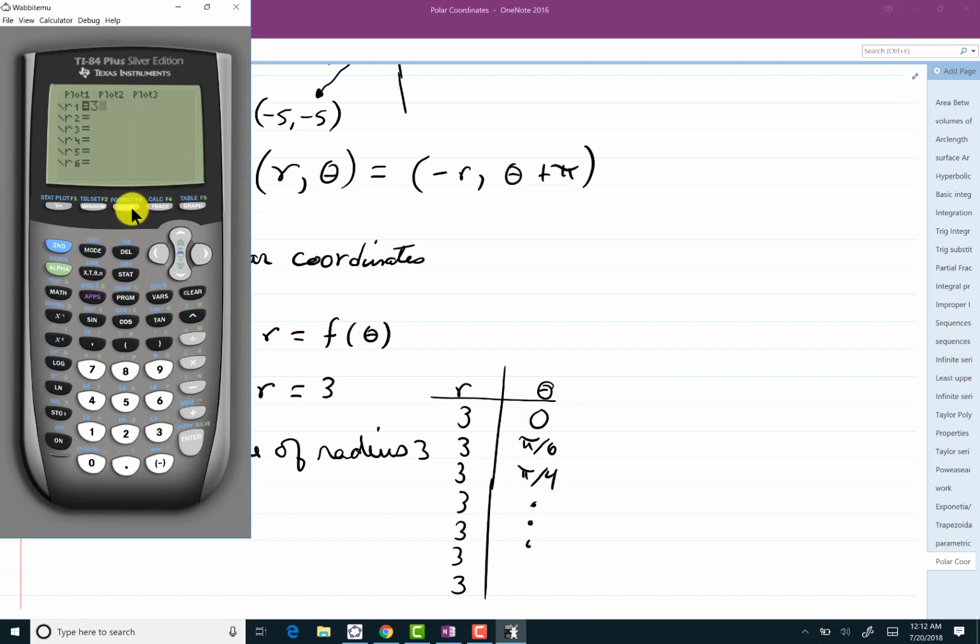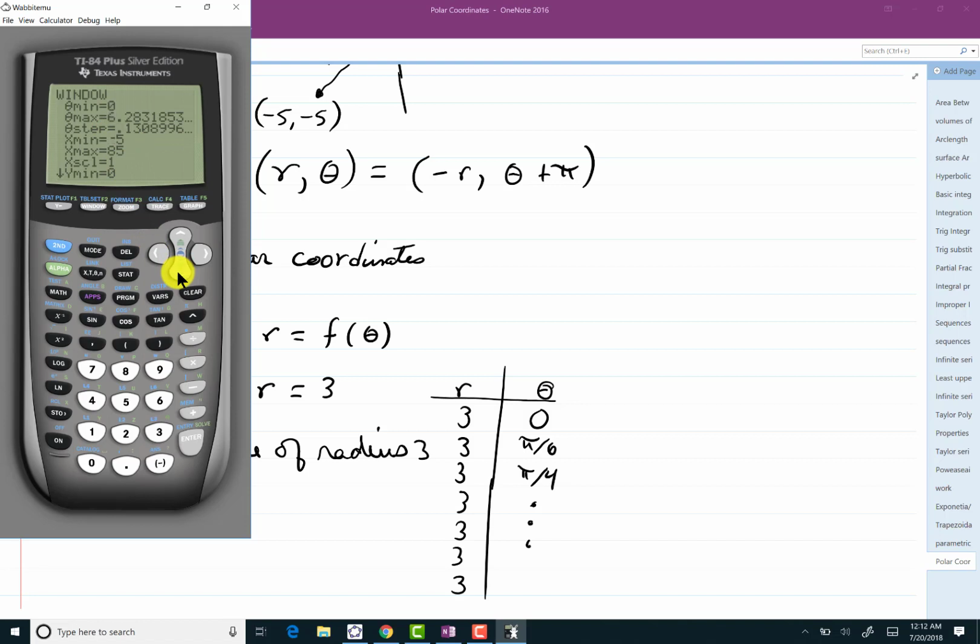You can do zoom 6 just like anything else, but let me check my window. Most of the time you don't need to go any different from 0 to 2 pi. That's what the 6.28 business is. The theta step, I didn't do that. It put it there automatically. X min and X max, now I did that, so I'll change those things.